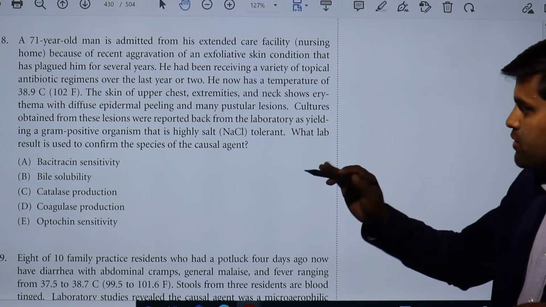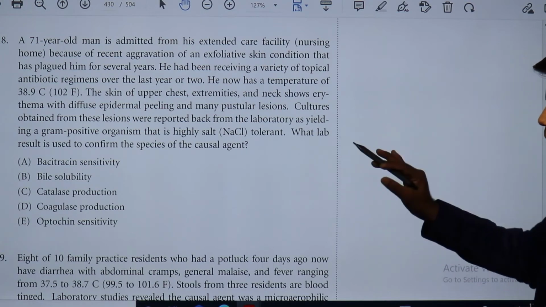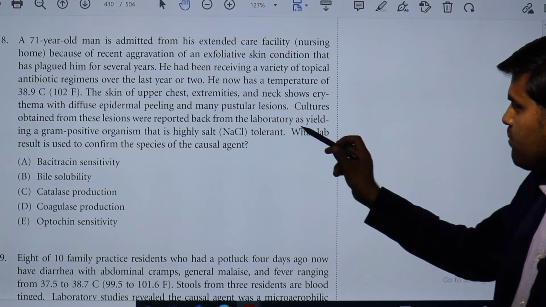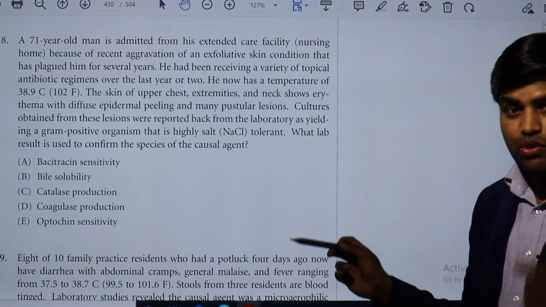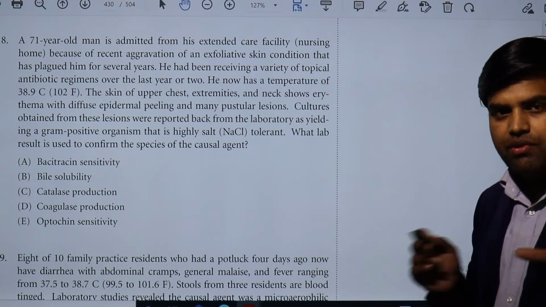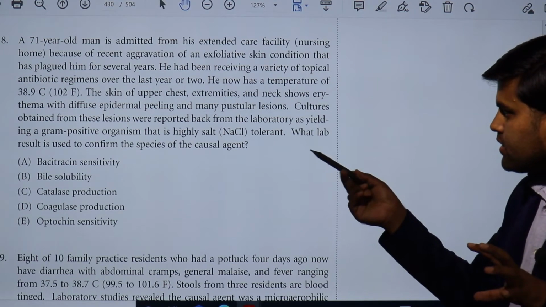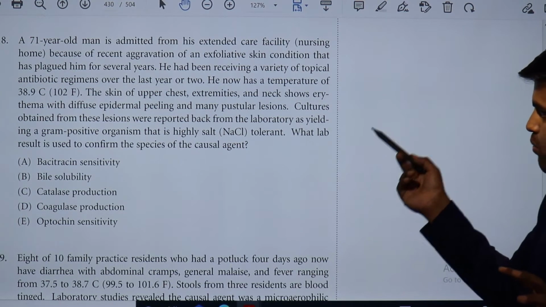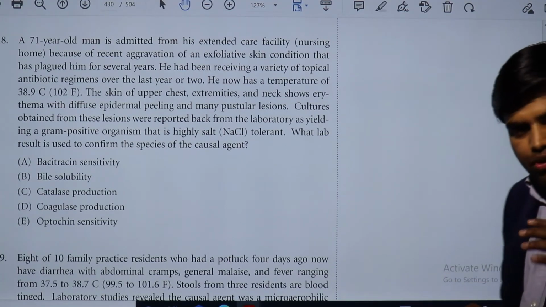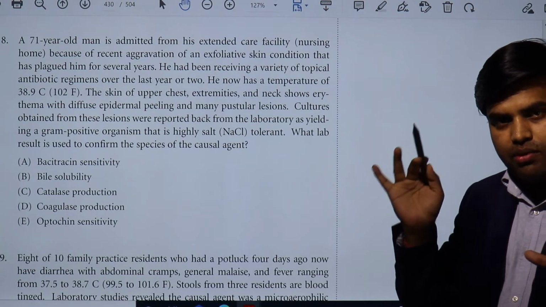Cultures obtained. Now let's find out some more information given to you. Cultures obtained from this lesion were reported back from the laboratory as yielding a gram-positive organism. Okay, they lead to a gram-positive infection that is causing all this scenario, fever and peeling of the skin. This is highly salt, NaCl, tolerant. What lab result is used to confirm the species of the causative agent? If you remember, previously the question was given the genus.